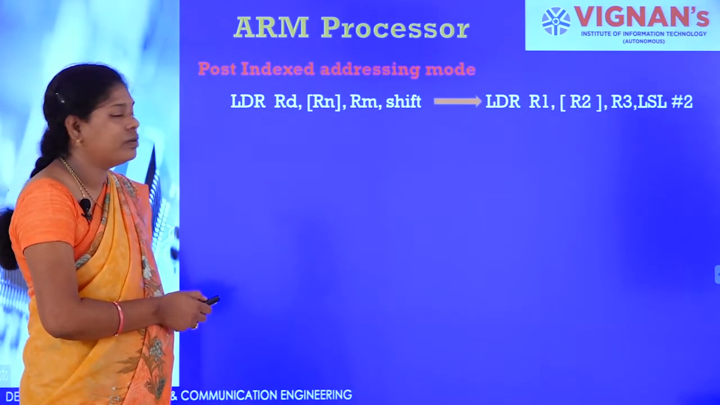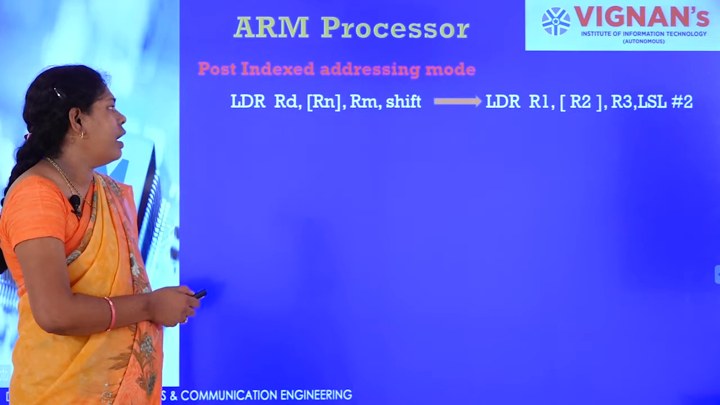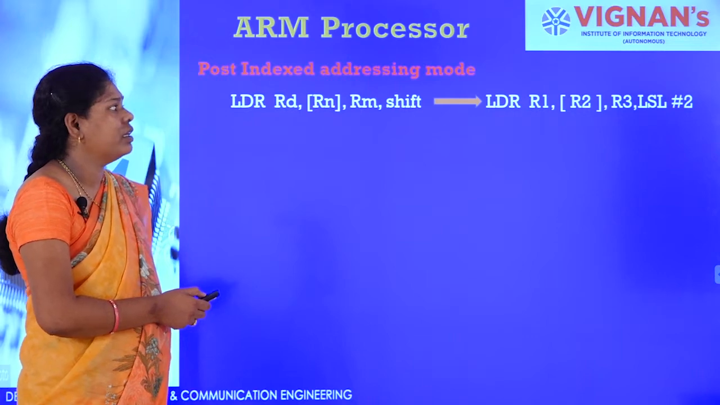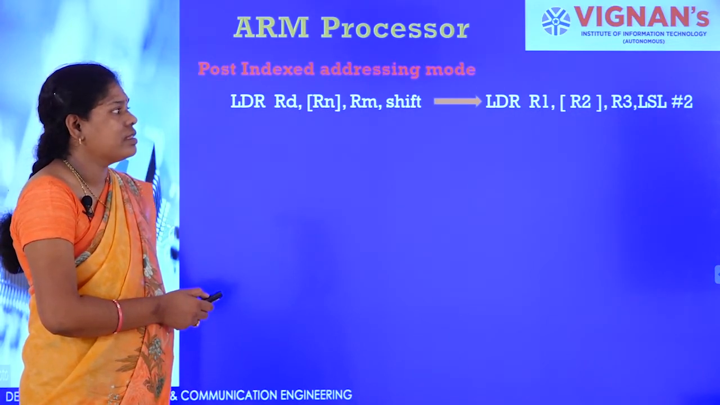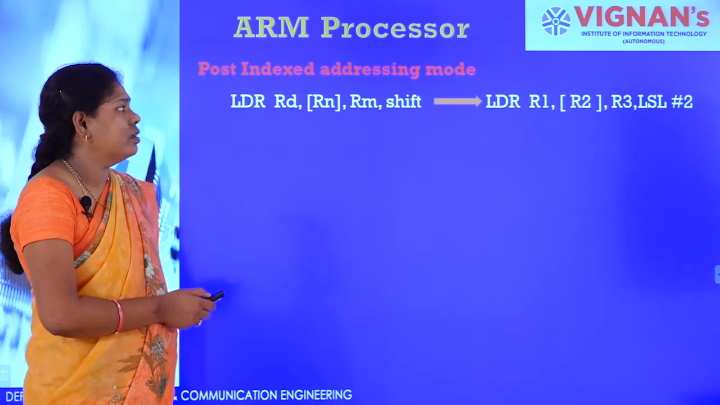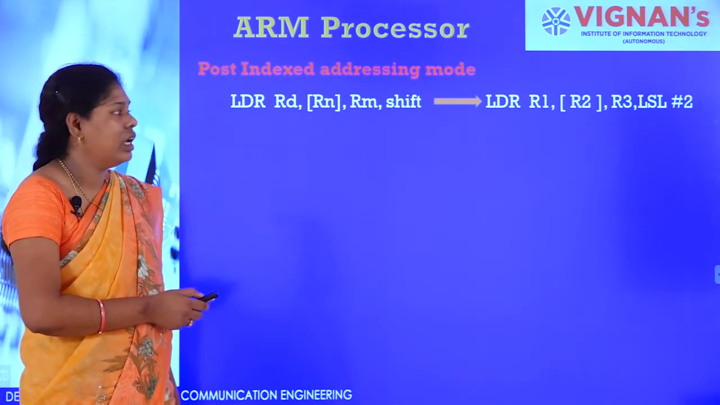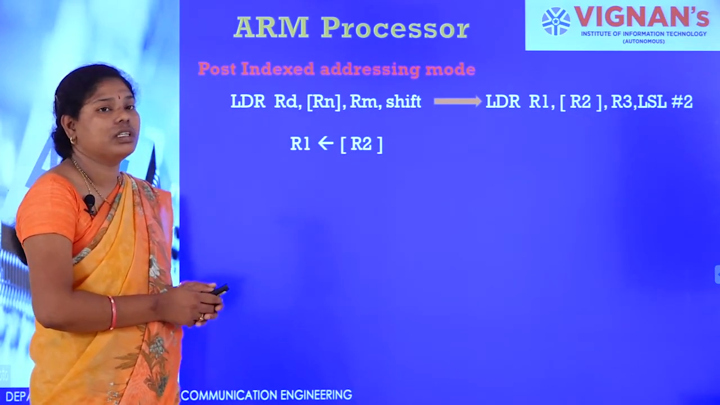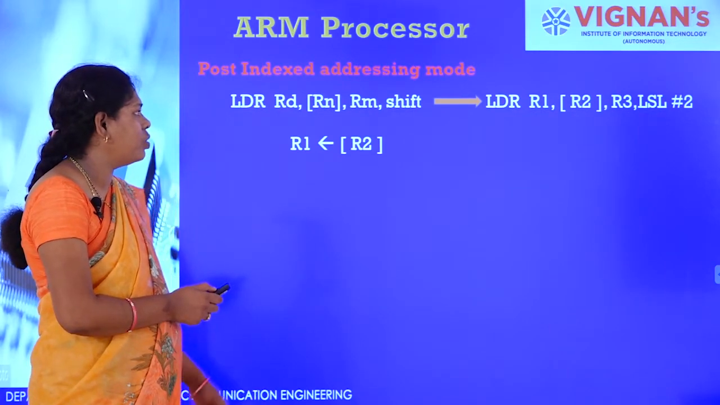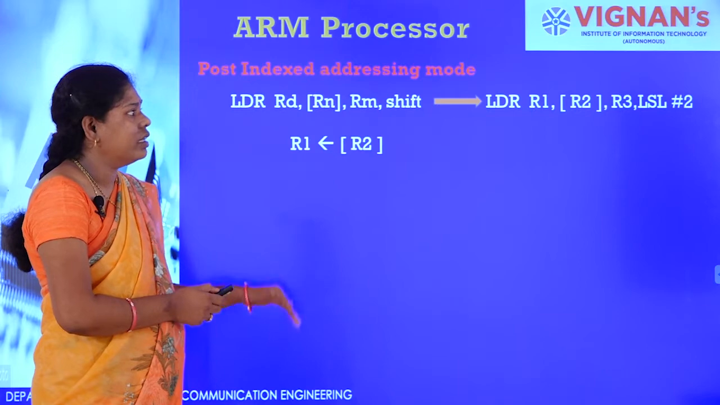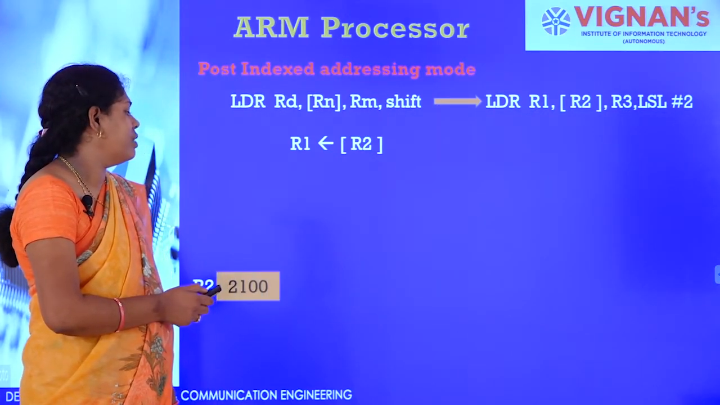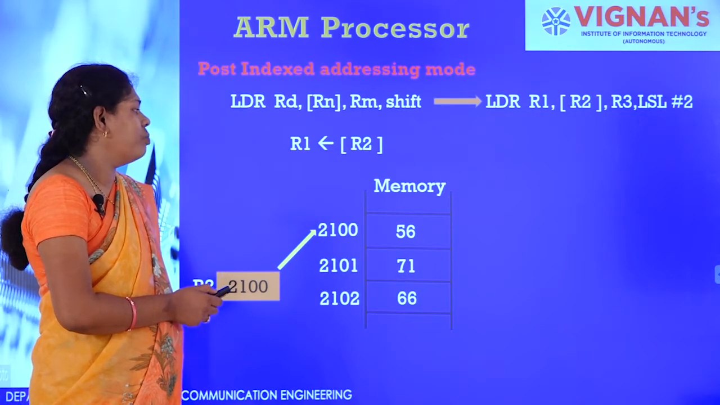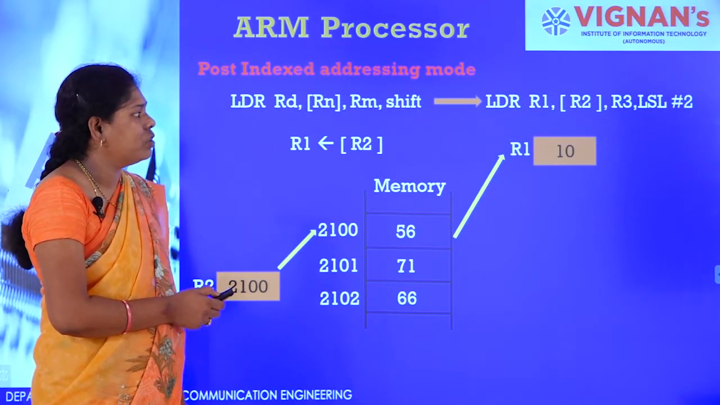In post-indexed addressing mode, we are considering LDR with the shift operation: LDR R1, [R2], R3 LSL #2. Here we are using logical shift left with #2. It is a post-indexed addressing mode, so the contents of R2 will be copied to R1 first, and later the address will be affected. The contents of R2 is 2100, so the contents of that location, that is 56, will be copied to R1.